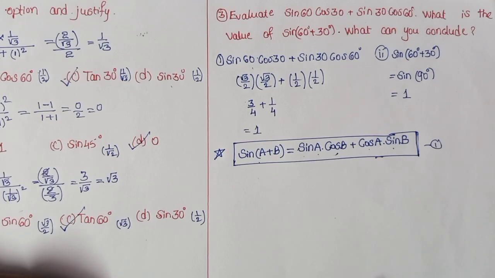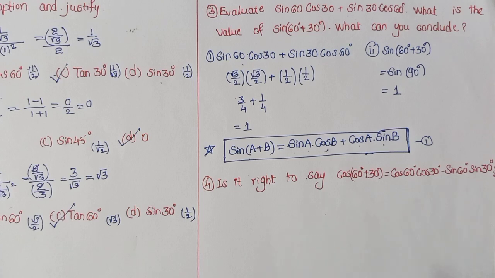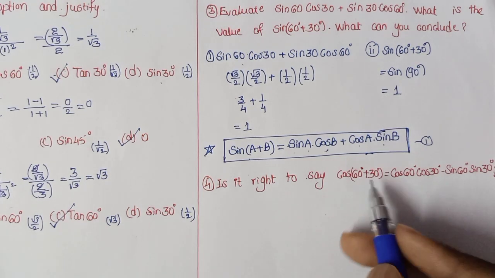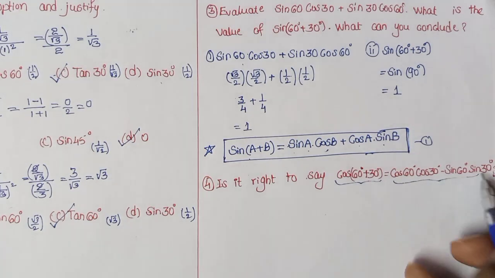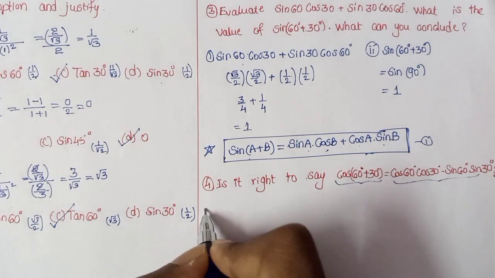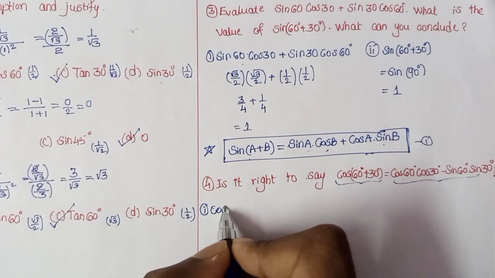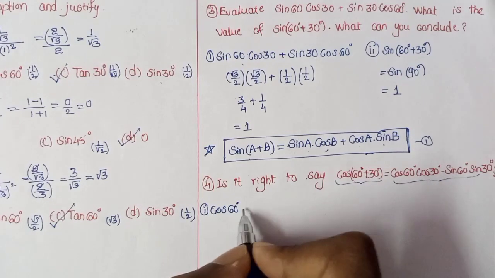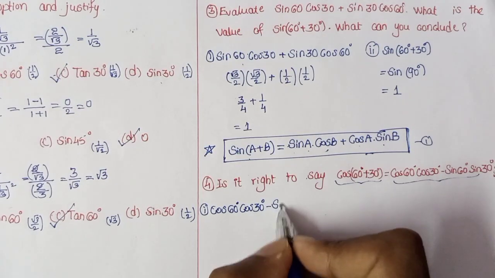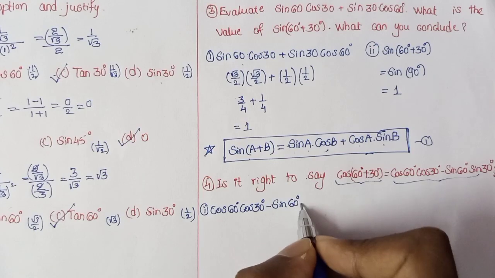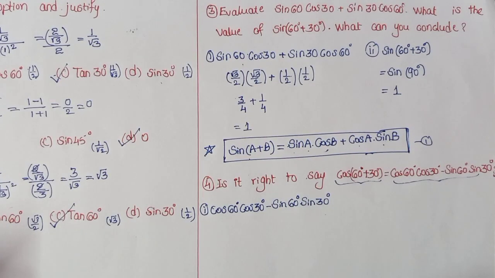In the next problem we'll see the next relationship. The next problem is asking about cos. So obviously we'll find these two. Let us see. First, we'll find the RHS, that is cos 60 degrees cos 30 degrees minus sine 60 degrees into sine 30 degrees. We need to find this.